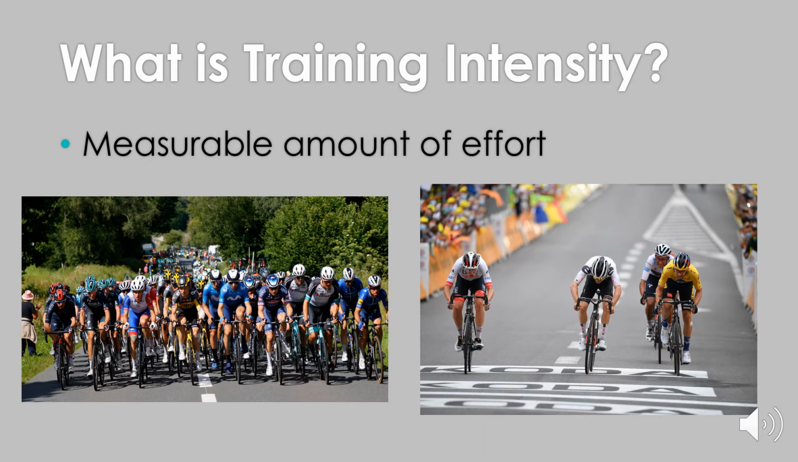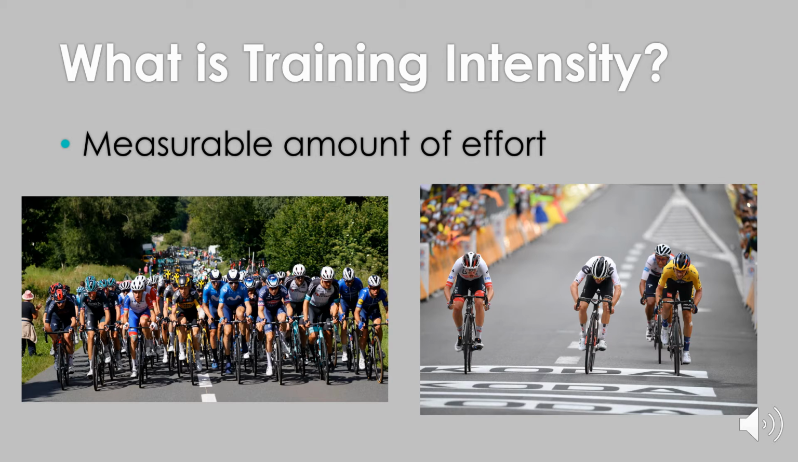So, what is training intensity? In physics, intensity is a measurable amount of property. In this case, our property is effort. The picture on the left is a professional cycling peloton towards the beginning of the race. The peloton is where effort is generally low and relatively easy for these guys. On the right is the finish of a Tour de France race, where effort is the highest since riders are putting out their maximum power to race to the line. Here, I'm just stating that effort is low or high, but it has to be quantified.